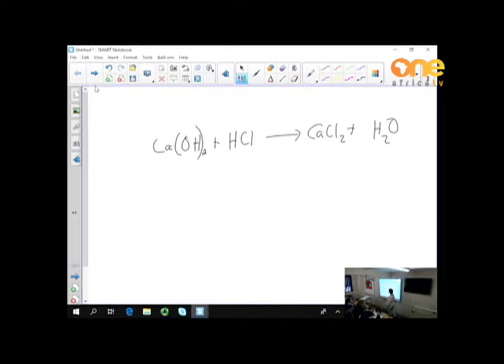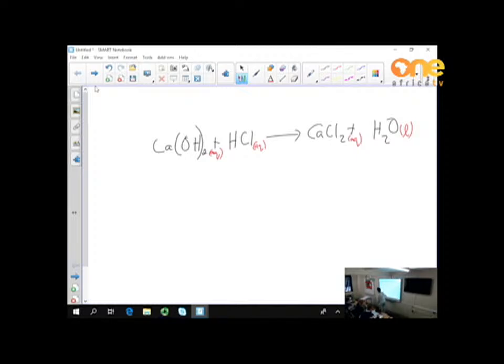Now, we can go and add in something called state symbols. Calcium hydroxide is water soluble. Acids are also water soluble. Calcium chloride is also aq. And water is a liquid. So aq stands for aqueous.